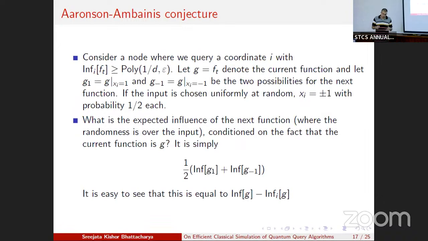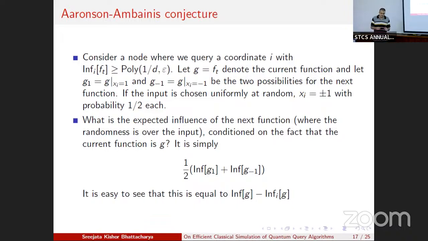The intuition is the following. Let's look at the total influence of f subscript t. Now, on average, how much does it change? Suppose we query the coordinate i, and the influence of i is high enough. Suppose g is the current function. Now, there are two possibilities for the next function: either g restricted to xi set to 1, or g restricted to xi set to -1. Now suppose the input has been chosen at random. Then the response to xi will also be 1 and -1 with equal probability.